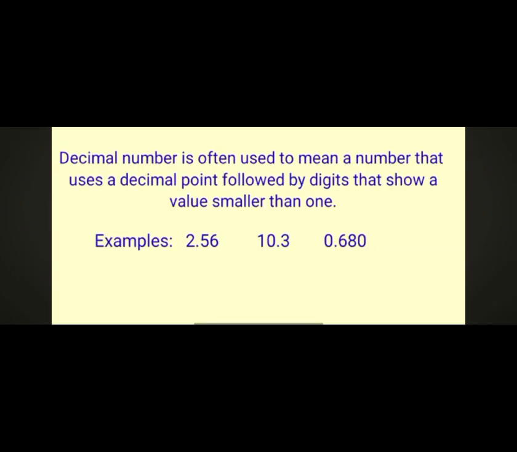A decimal number is often used to mean a number that uses a decimal point followed by digits that show a value smaller than 1. For example, 2 and 56 is a decimal number, and 10 and 3 is a decimal number.